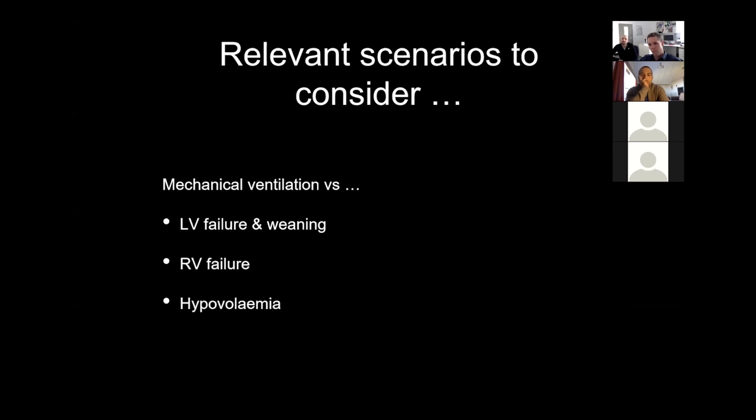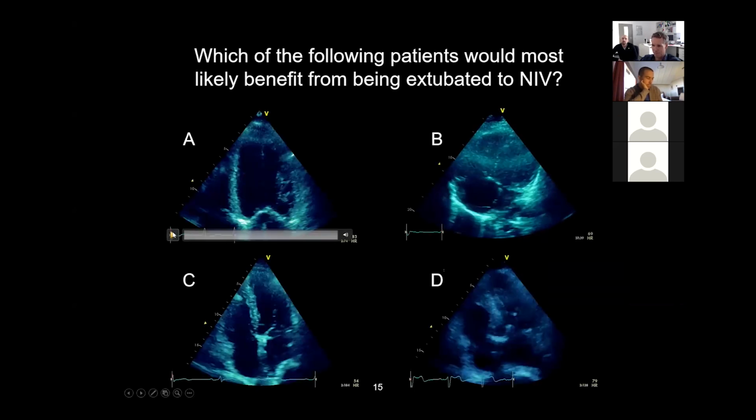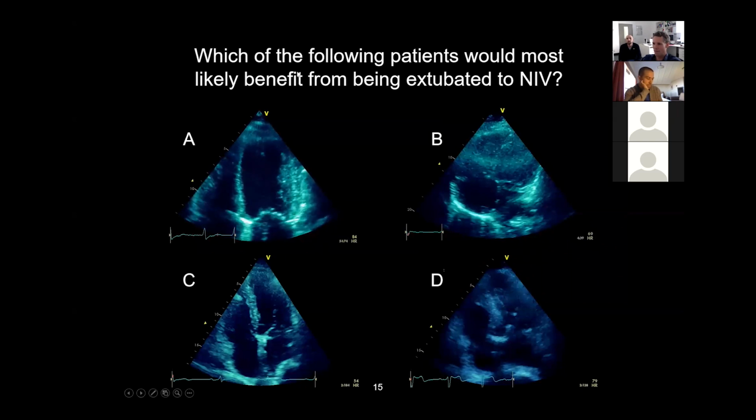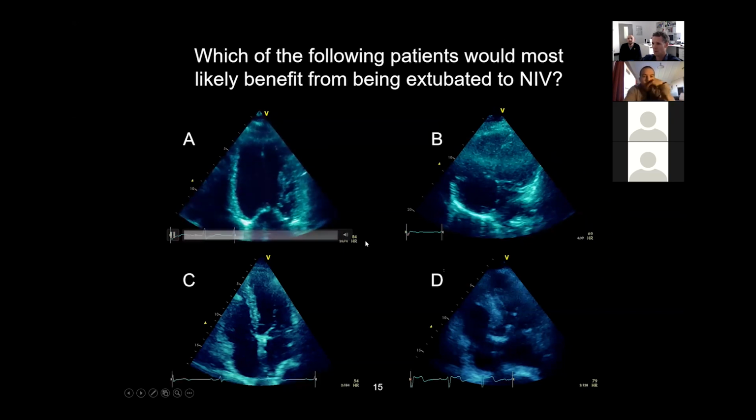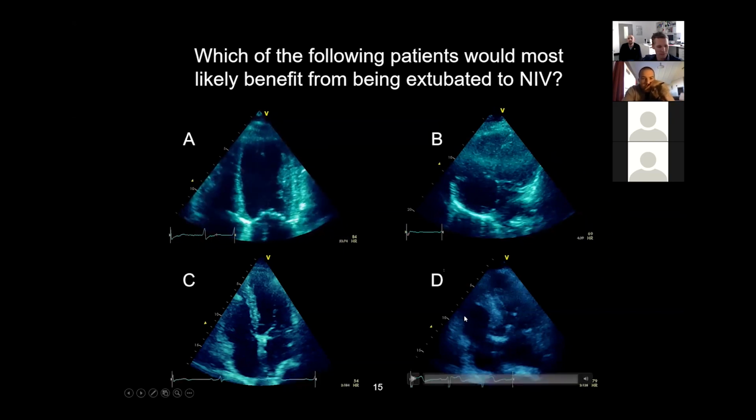So this is important because we're going to talk about a few different things, mainly LV failure with weaning from mechanical ventilation, because that's when it's going to be most important. It's also going to be important to think about it with hypovolemia. All right, next question. Lewis, I'm going to show you which of these following patients would most likely benefit from being extubated to non-invasive ventilation. So tell me what you see in each of these. I think I'm going to play them in turn.